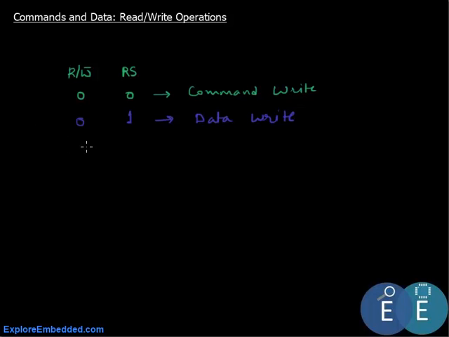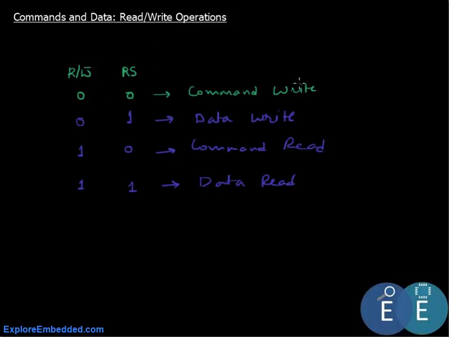Now if we make read/write bar as 1, we would be reading from the LCD. So for the read, again there should be 2 cases. One, if it is 0, then this should be command read, and if it is 1, it would be data read.